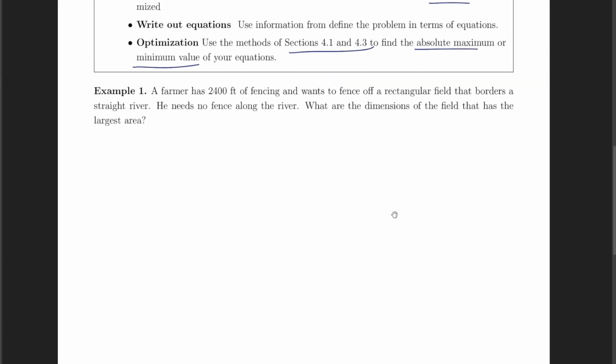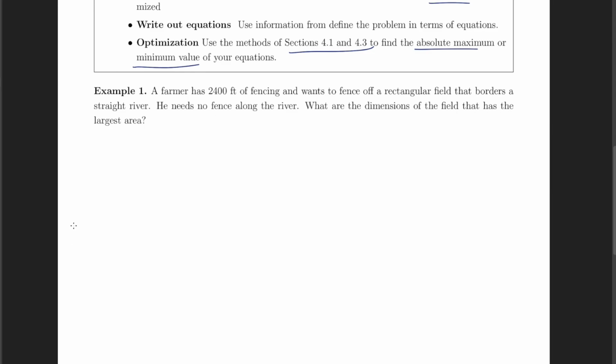Let's start with the very first one. Here we have a farmer with a fence. A farmer has 200 feet of fencing and wants to fence a rectangular field along a straight river. This is a super classic problem. He needs no fence along the river. What are the dimensions of the field that give the largest area?